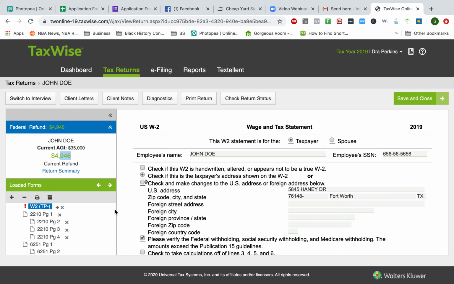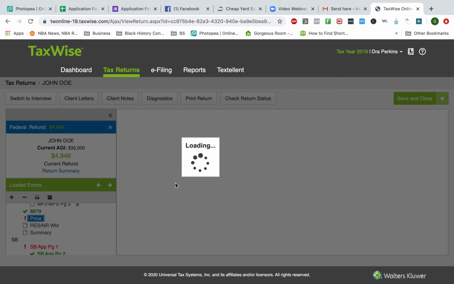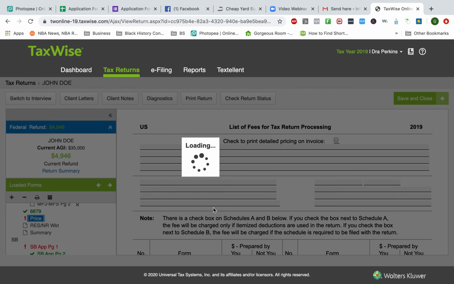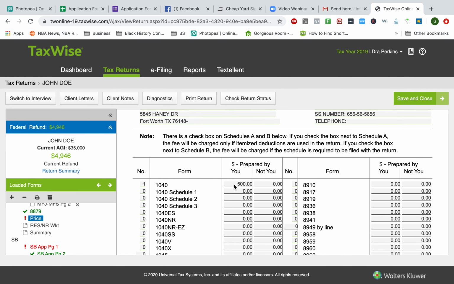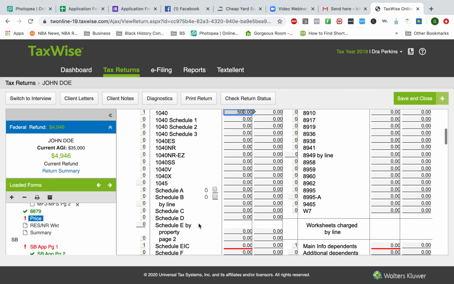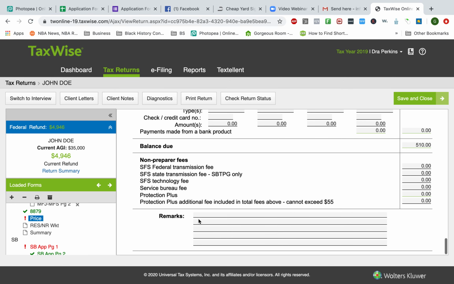Okay, what you want to do is you want to go down, you go to your price page, and then you want to put in your amount. Ours is already at a default of 500. Okay, you can keep the 500 or put whatever number on there. It's totally up to you.